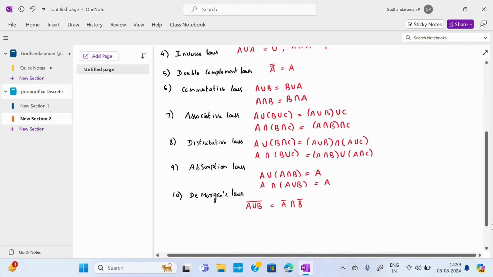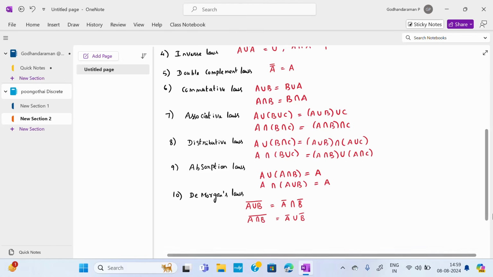So B bar, I can separate it. The whole bar I can separate it. The only way union will change to an intersection. Same way, A intersection B, the whole bar is nothing but A bar union B bar. So this is called De Morgan's law.